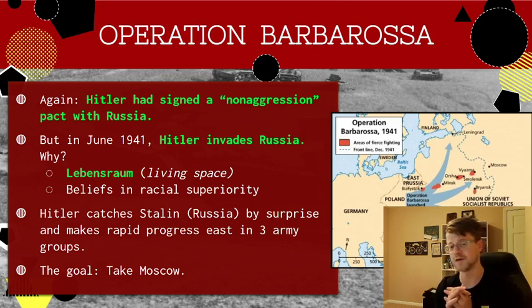Now, the Soviets, how do they respond to this? They are caught completely by surprise. They had no idea. I mean, they had heard some warnings that maybe something was happening. Stalin refused to believe that Hitler would actually do this, and he did.